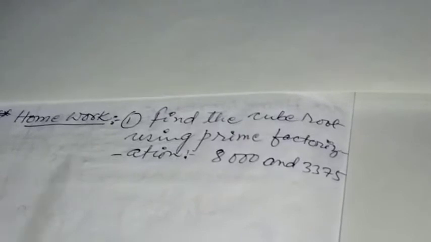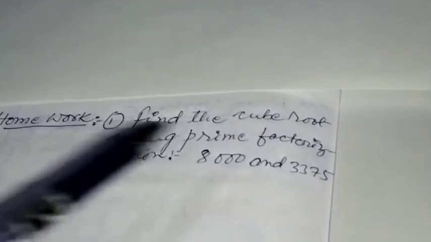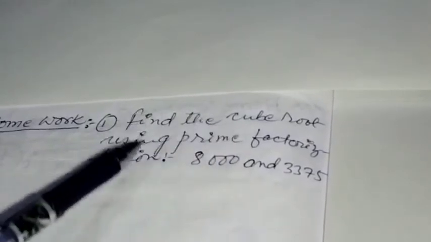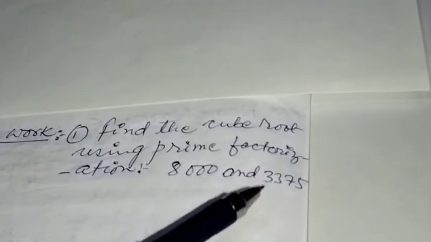Now finally children, we have finished the explanation of this chapter. Now it's time for homework. The homework is to find the cube root using prime factorization. The numbers are 8,000 and 3,375.